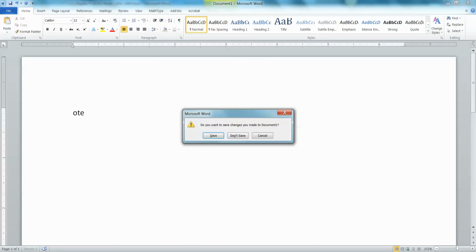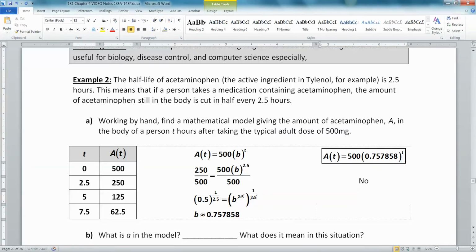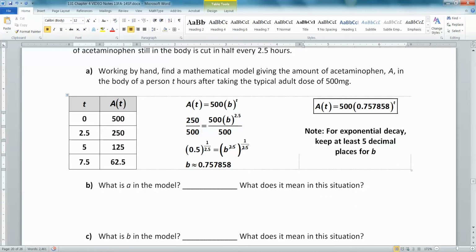Not there. All right, note. For exponential decay in particular, keep at least 5 decimal places for B. Because you will lose accuracy wicked fast if you start rounding that B more than you should. All right, so we're done with that.